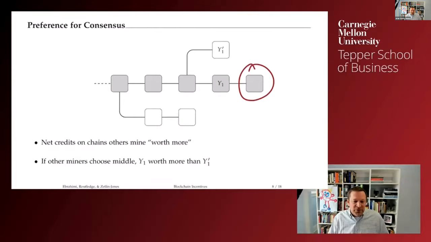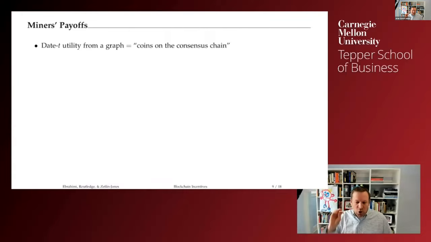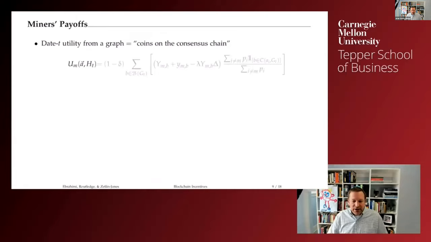So how do we model this formally? Okay, again, I want you to think my period utility are the coins on the consensus chain, where consensus is driven by the actions of the other miners today. So again, I need utility for miner M, given a history, and given all of the other miners' actions, what blocks they choose today, right? This is standard game theory. That's what we have to define. This has nothing to do with which block gets added. This is all defined about, given everyone's actions today, what are my period preferences?